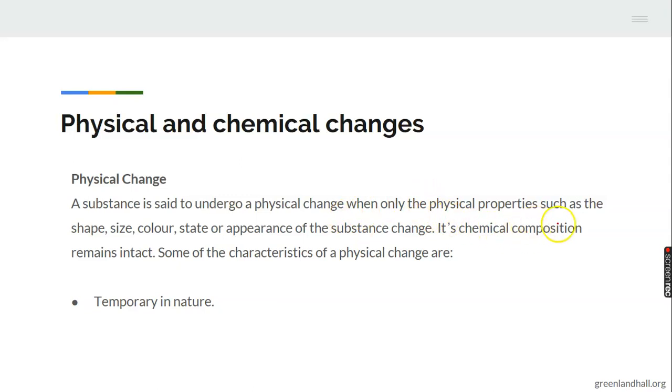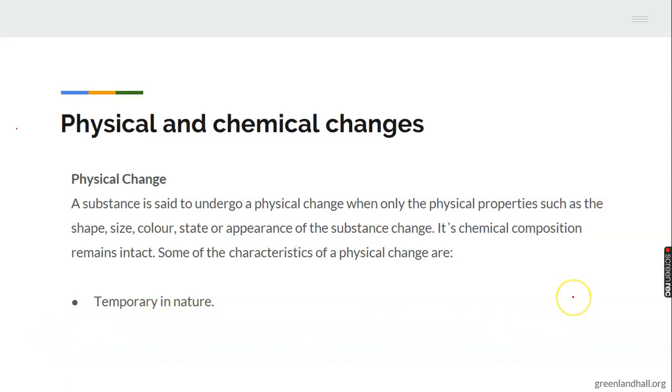Its chemical composition remains constant. That means nothing happened to what made up the matter. It's only that the shape, maybe as a result of adding it to a material, either shrinks or expands. So some of the characteristics of a physical change are, the first one, that it is temporary in nature.